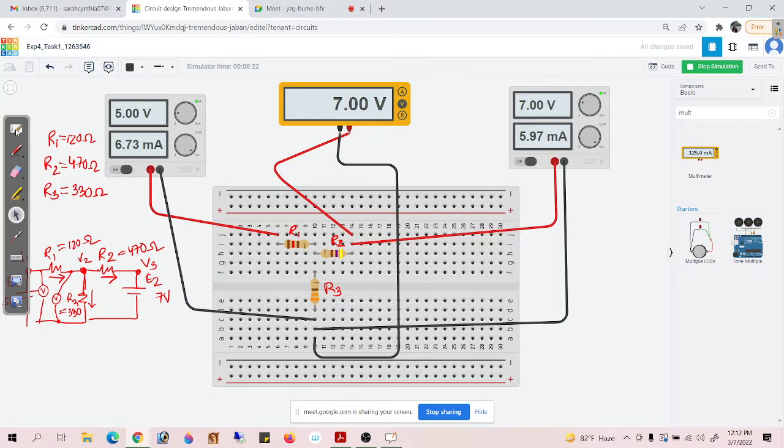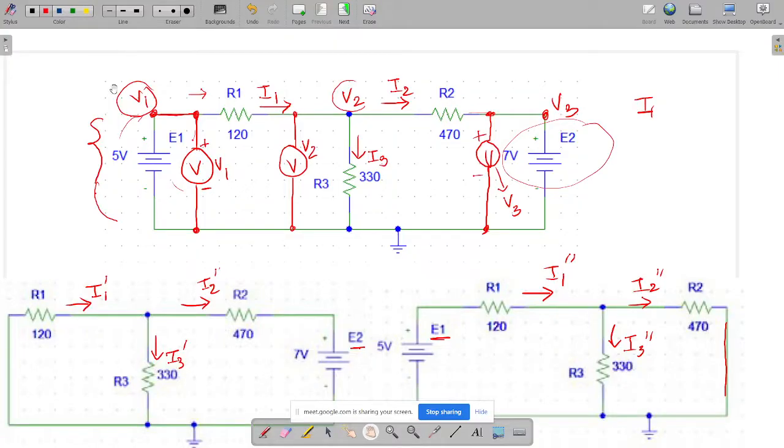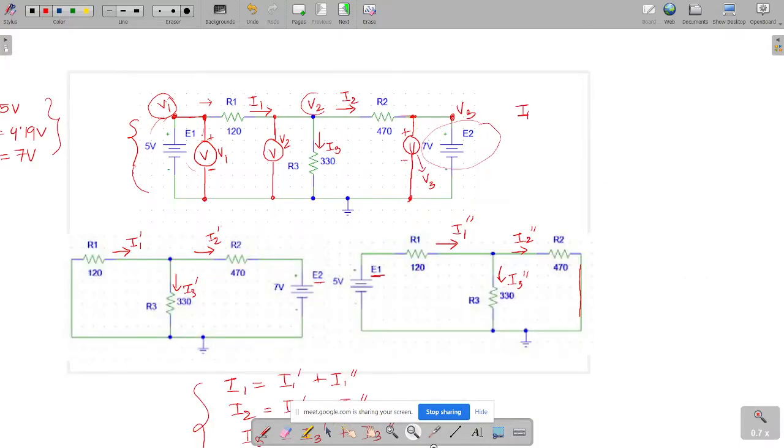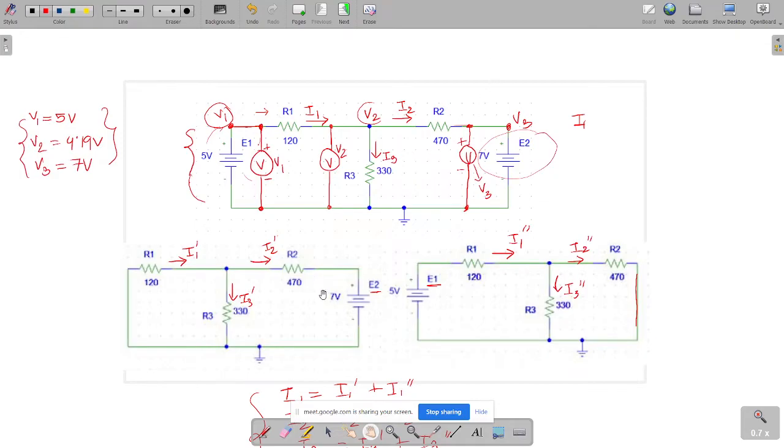Okay, where was I? So we have basically calculated the voltage sources. Now we have calculated the node voltages, and now we have to calculate the current. I1 is the current that is flowing through the R1 resistance. R1 is between V1 and V2, so what will be the current I1?